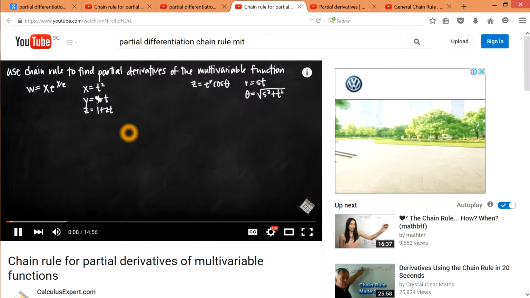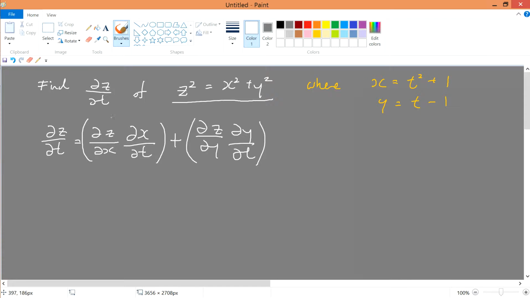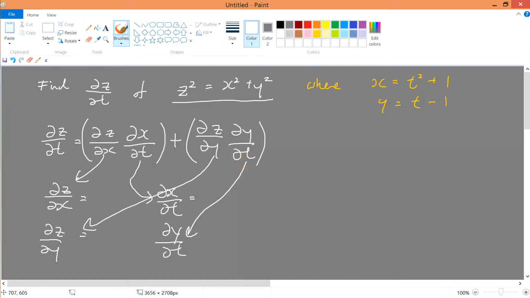We're going to be doing 2 problems. Firstly, normally in this type of question, the first thing I will straight away do is write down the terms: partial z partial x, and then partial x partial t. So I just write down what I need, putting it over here, over here, over here, and over here. It's pretty fine.